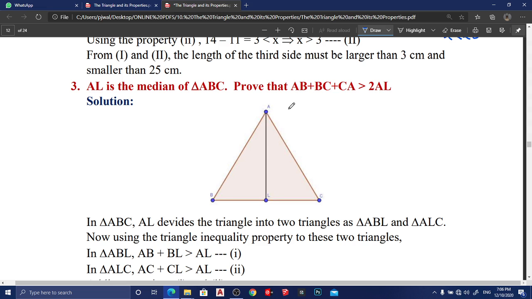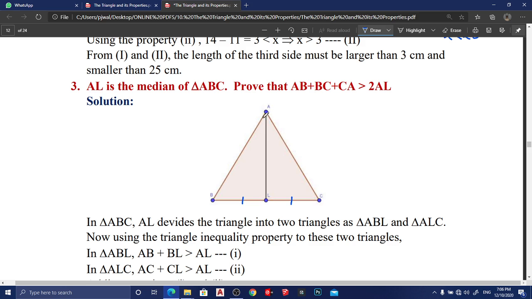Okay. So now if you observe, the median goes exactly through the midpoint of this side, which means it is dividing the side BC into 2 equal parts. This is equal to this. And also this median is dividing this triangle into 2 triangles. So first take the first triangle ABL, and take the second triangle as ALC.